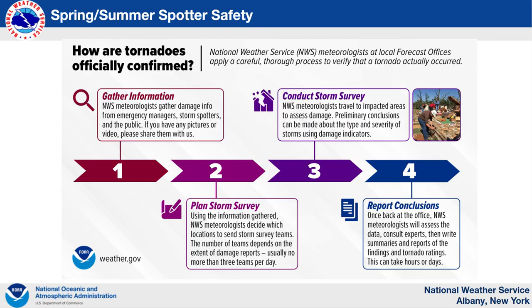The Weather Service will assess all the data, consult experts, and write summaries and reports of the findings and tornado ratings. This can take hours or a few days. With major events, it may take multiple days, even a week or more, and extra personnel can be brought in from Eastern Region headquarters or national headquarters of the Weather Service if the scope of the event is extremely large.